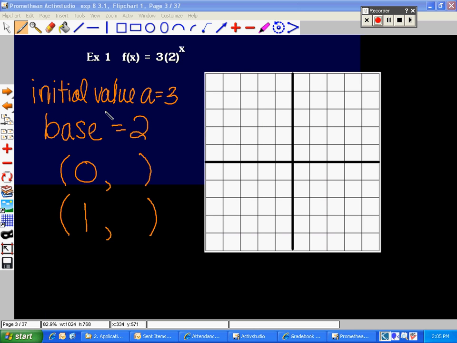So we found our initial value is 3, and our base is 2. Looking at this function, and we want to graph this function now, the easiest numbers to plug in for x are 0 and 1. So find out what my y values are when I plug in 0 and when I plug in 1.